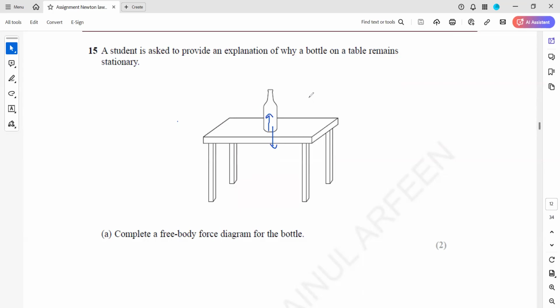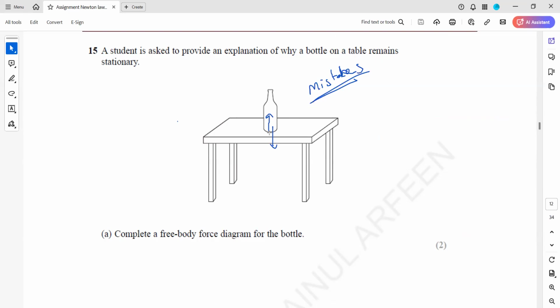What is the mistake in my diagram? I made a mistake in my diagram. Can you identify that mistake? What is the mistake in my diagram? Yeah, two mistakes are there. One is the length. Another one is they should be in the same line.